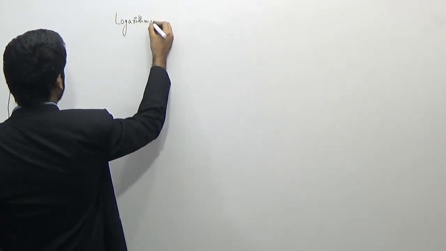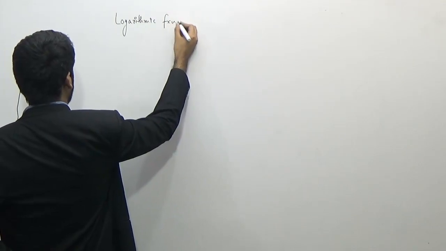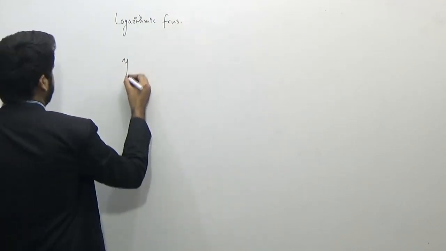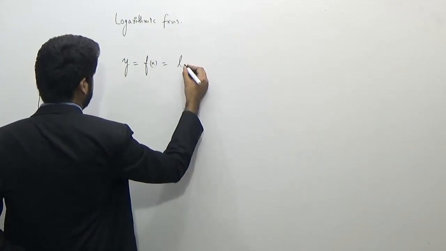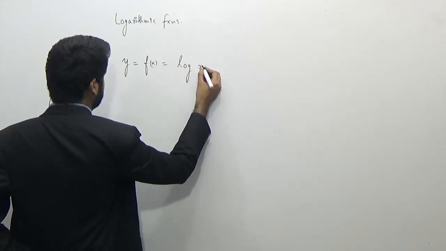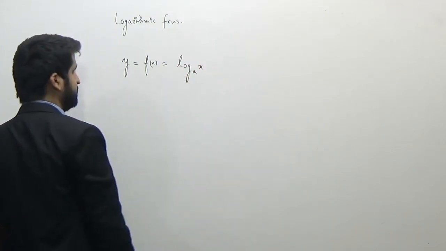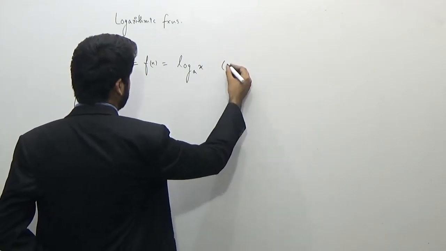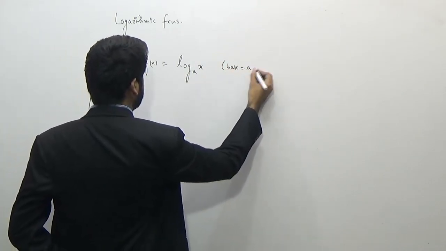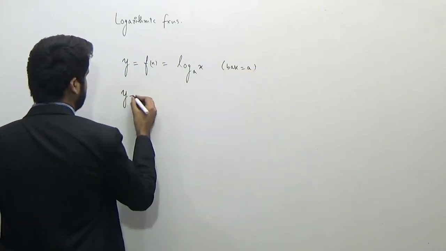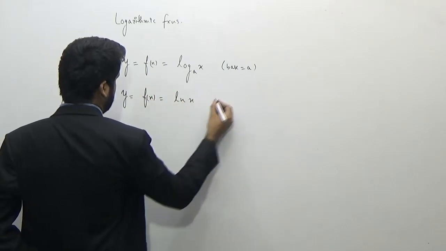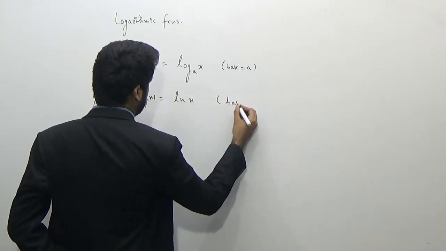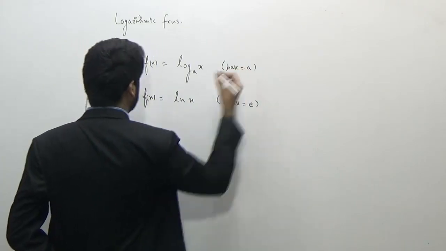Now, the logarithmic function is: if y is equal to f(x) is equal to log of x to the base a. This is the logarithmic function with the base equal to a, and when this base is equal to e, this will be written as y is equal to f(x) is equal to ln x, when the base is equal to e, right?